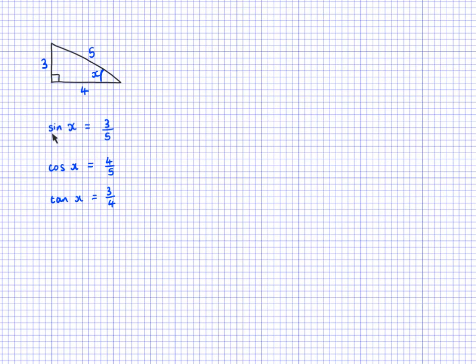Now if I want to move the sine to this side, what I have to do is the inverse of sine, and we write that like this. So inverse of sine looks like that, and I have to do that to 3 over 5, and this would be the value of x. I could have used the second one, and said x is equal to inverse cos of 4 over 5. And if I use the last one, I would have said x is equal to the inverse of tan of 3 over 4.